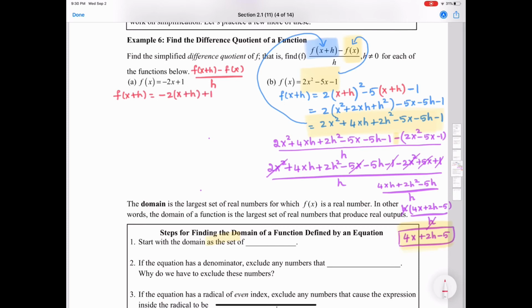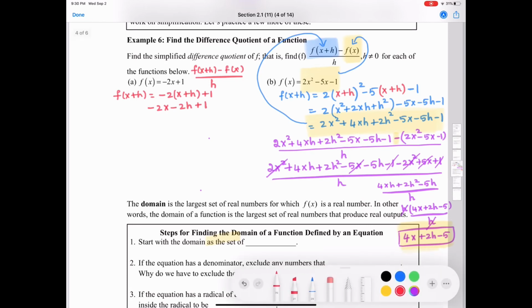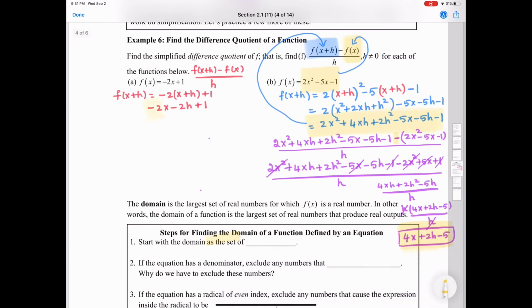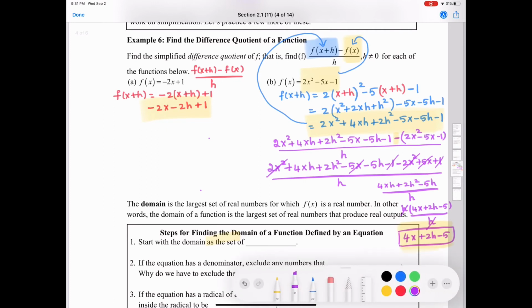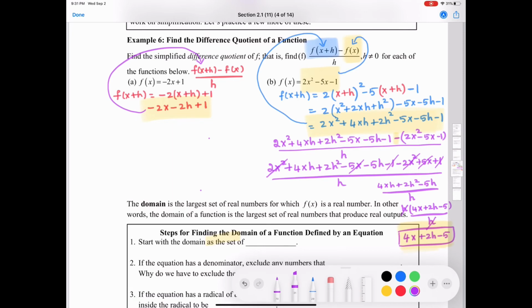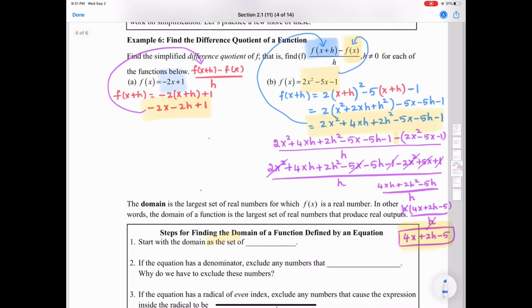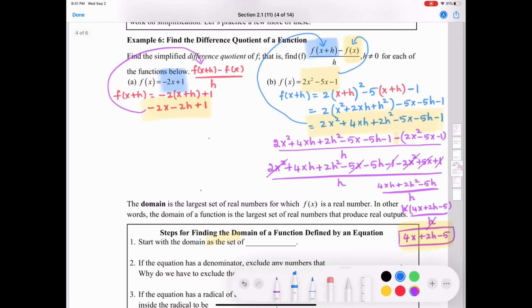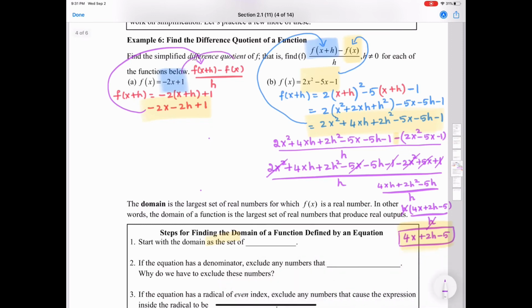Now, if I simplify it further, it would be negative 2x minus 2h plus 1. The next step should be to take this negative 2x minus 2h plus 1 and plug this back into this formula here. Take the negative 2x plus 1 and plug it back into this formula here and simplify it.